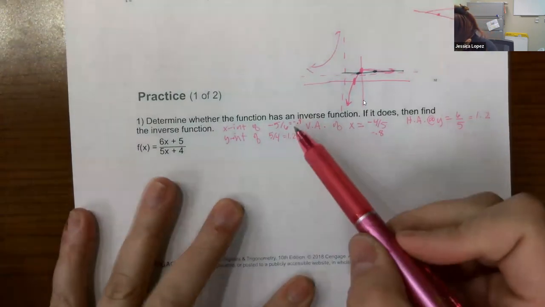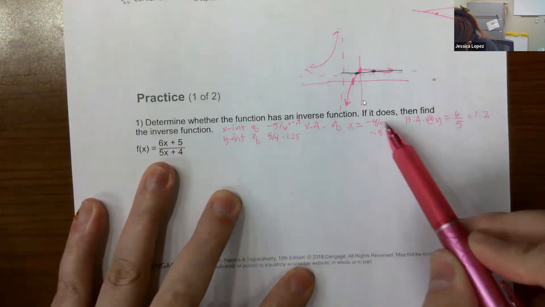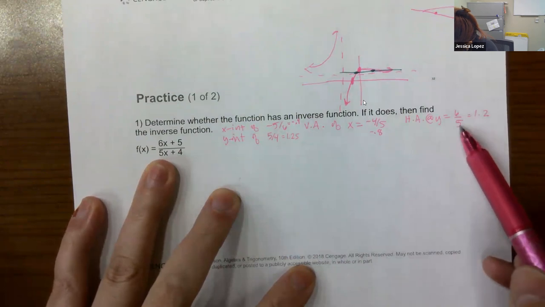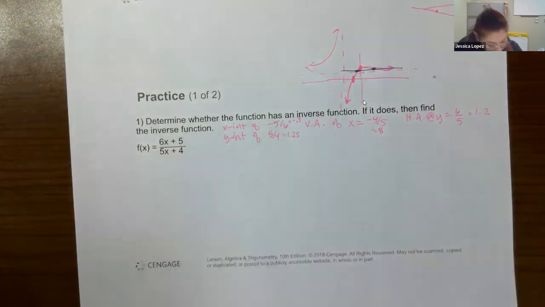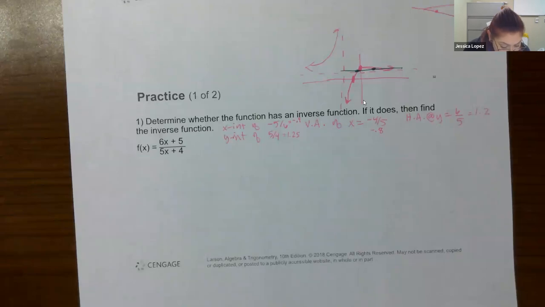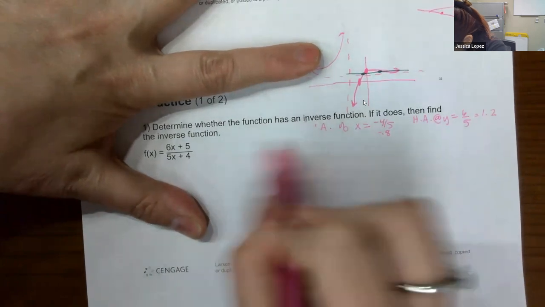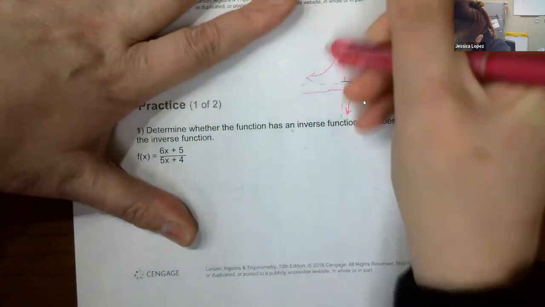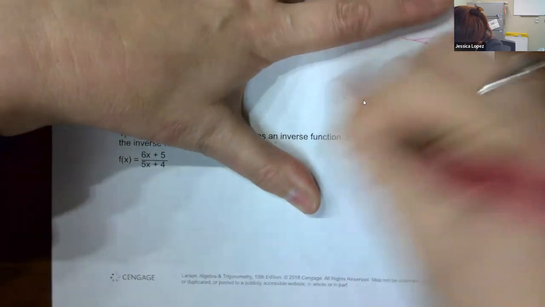I think I might have done something too quick. So x-intercept is going to be negative 5 over 6. This one is going to be negative 4 over 5. That's good. Horizontal asymptote is the same degree. So 6 over 5, 1.2. And then that one is 1.25, right? 5 over 4, 6 over 5. Yeah, so that's it. It doesn't look like it is going to have an inverse function. But to be honest, I don't ever do this, like never. So I'm thinking this thing is not going to have an inverse, but we'll go check it out.